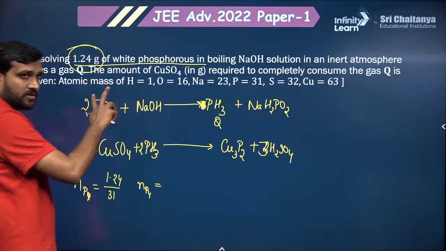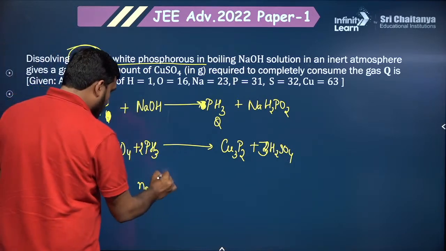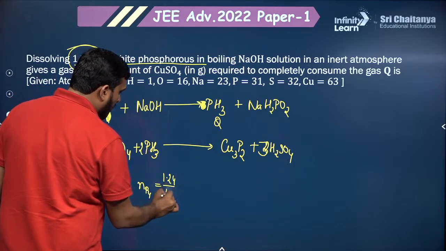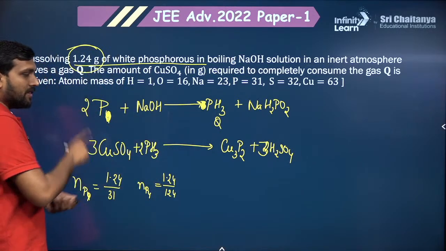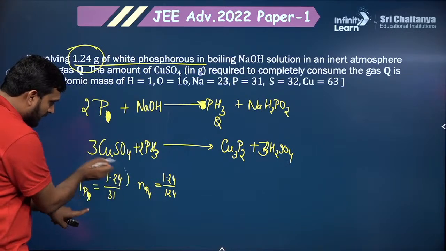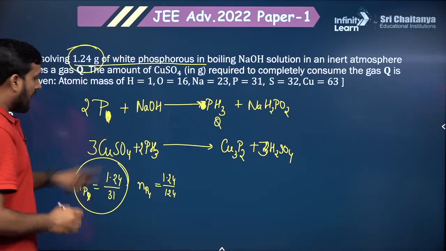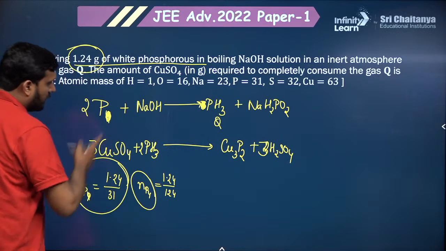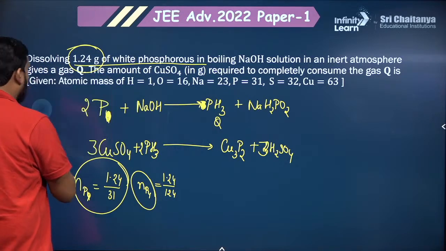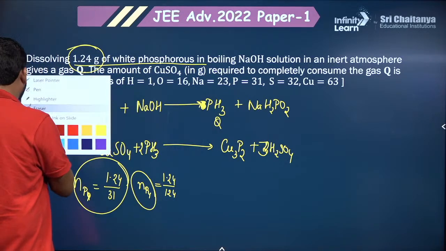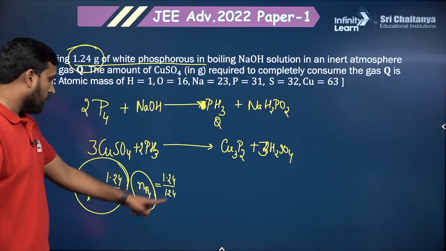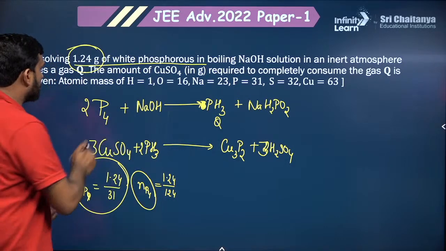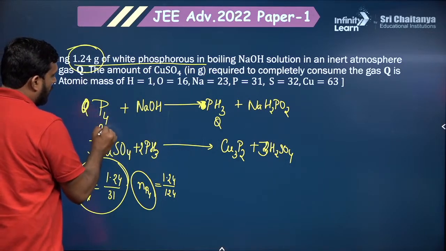There are two methods to solve this question. This is not a so difficult question. So it will be equal to 1.24 upon 124. Okay, you can use either of the moles. Just remember, in the balancing, if you take this in the calculation, then you have to take P here, and if you are taking this in the calculation, then you have to take P4 in this question. So either go for P4 or go for this. Both will give you the same answers. So if you go for this, then the moles of this compound is going to be basically 0.01.